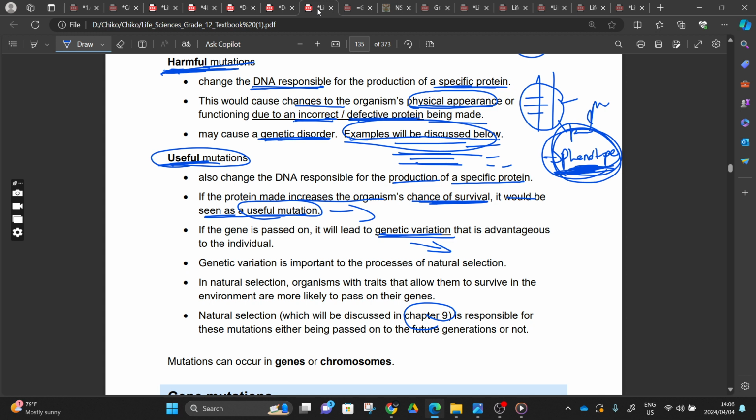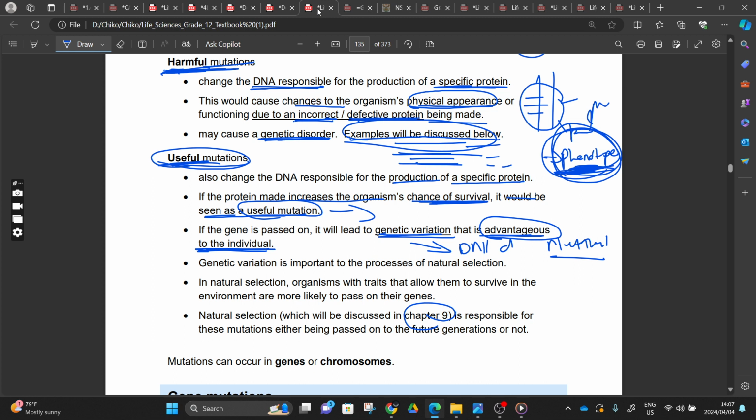We talk about genetic variation. It will lead to DNA differences that are advantageous to an environment, to the individual. So you see, some books will say harmless and harmful, and then we have useful and useless, or advantageous or neutral mutation, right? Neutral means it will be harmless. Harmful means it's harming the production of protein.